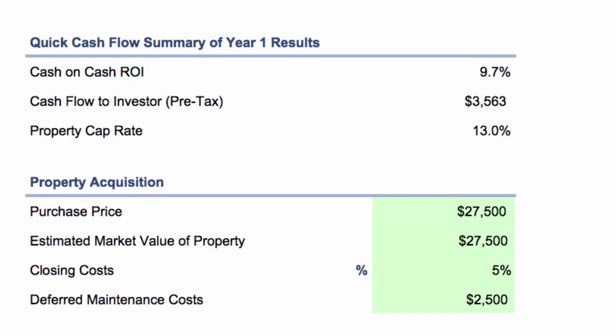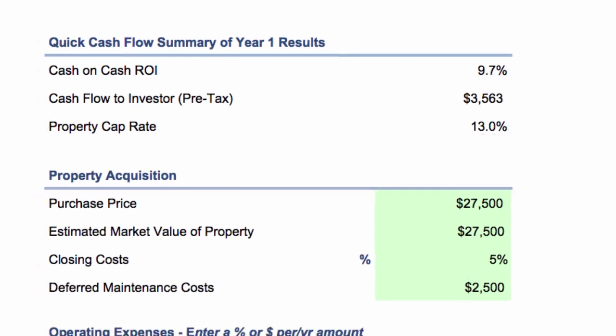And then lastly, when you go up here, you can see just a quick cash flow summary of what this deal is going to look like. There's actually a lot more of this information in the following sheets of this spreadsheet. So let's move on to the next few steps here.